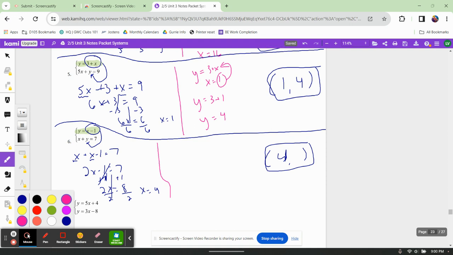Okay, now we need to finish solving this by plugging our 4 into one of these equations for the x to get our answer for the y. I'm going to choose the first equation, y equals x minus 1. x equaled 4, so that's going to replace our x in the original equation. y equals 4 minus 1, so y equals 3. So for number 6, the ordered pair should be 4, 3.